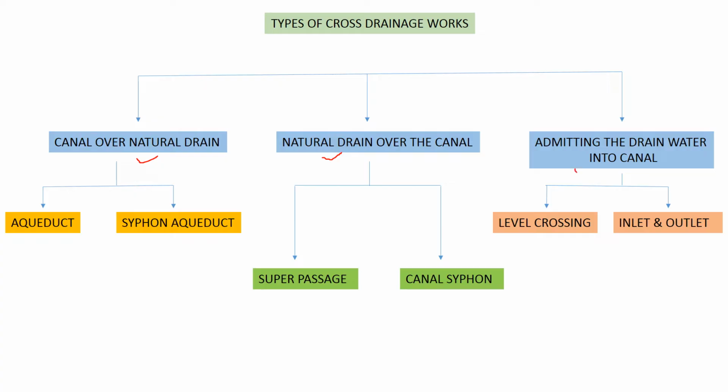Third one is admitting the drain water into the canal. Here, both the bed levels of canal and drainage may be nearly the same. They can again be subdivided: the first one into aqueduct and siphon aqueduct, the second one into super passages and canal siphons, and the third one into level crossings and inlet and outlet.